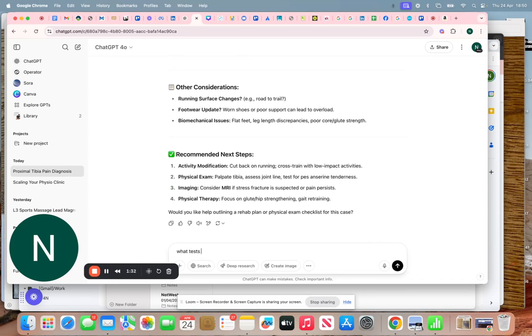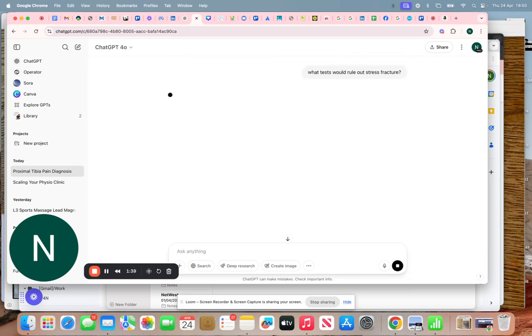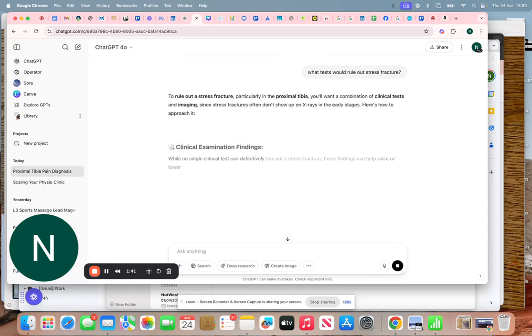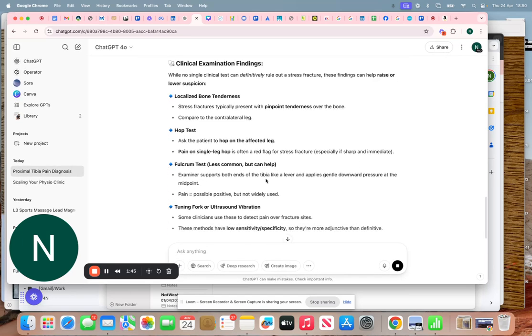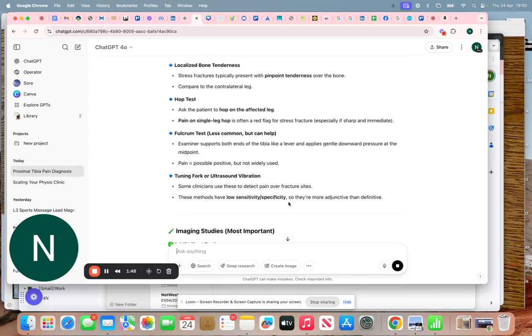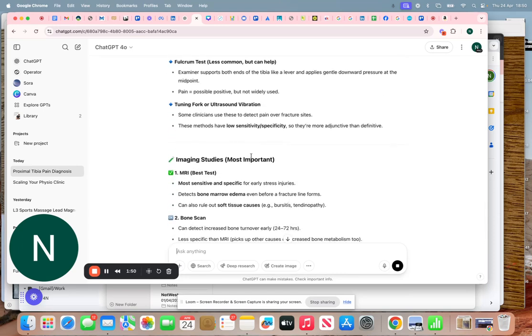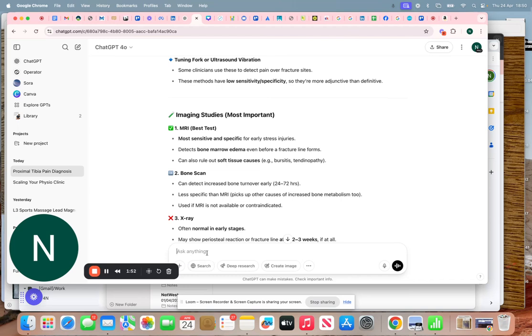What tests would rule out stress fracture? And then it was able to go through and look. So hop test, Fulcrum test, and then I had done the tuning fork one. So we looked at that. And then it started talking about imaging studies.